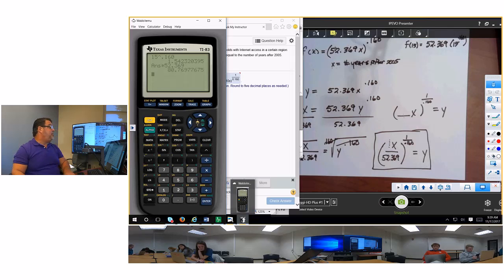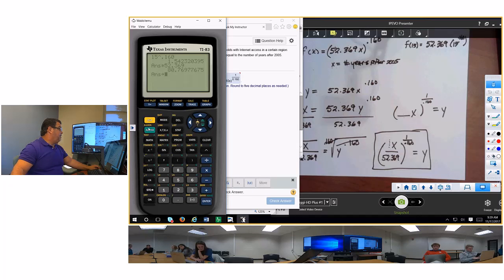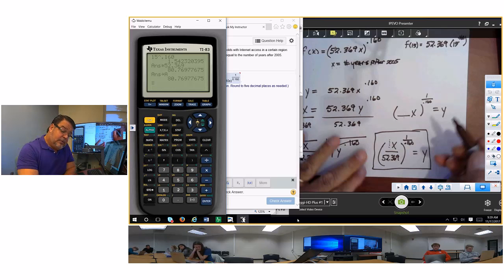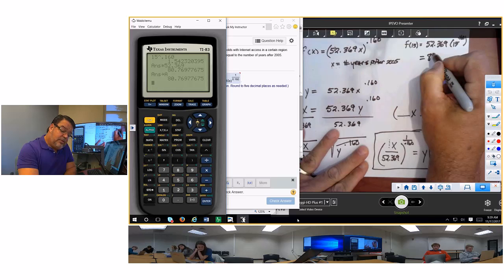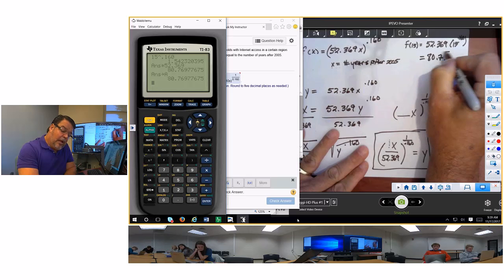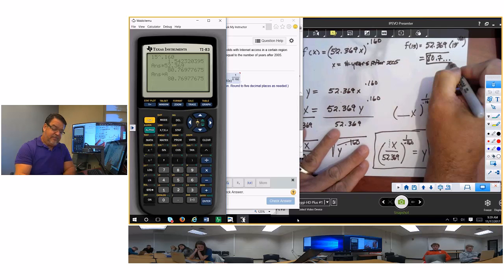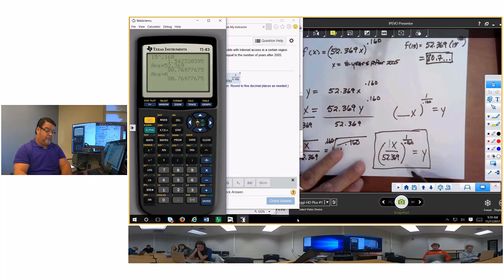That gives you 80.769. Stow it, and I'm just going to stow it in alpha A. I'm going to put 80.7 dot dot dot equals 80.7 dot dot dot. Now what are we going to do with that 80.7? Plug it into our new equation.